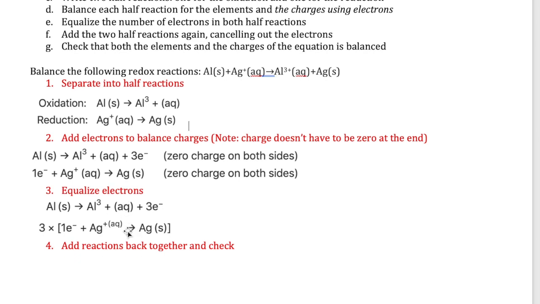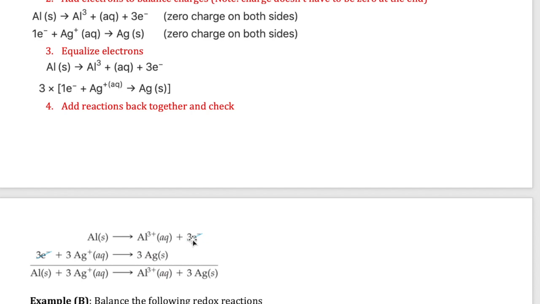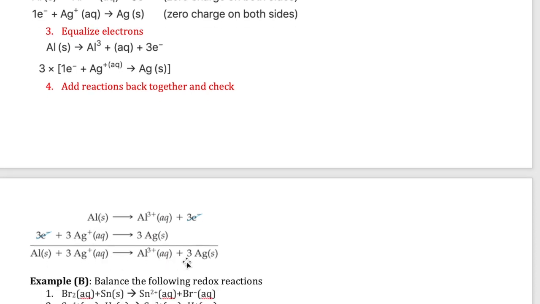After that, I'm going to add the 2 reactions back together. So here's aluminum going to aluminum ion and 3 electrons, and then here's the equation that I just multiplied in, and I add the 2 of these together. This is what I end up getting, okay?